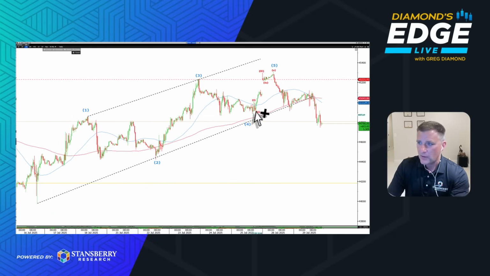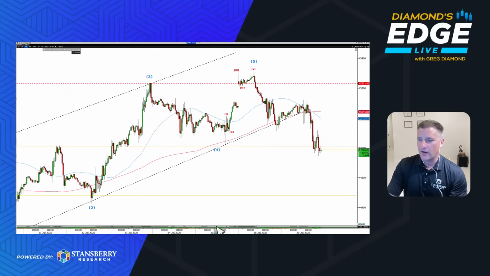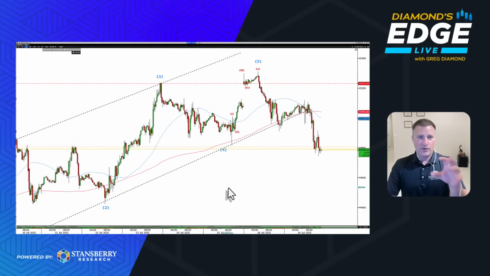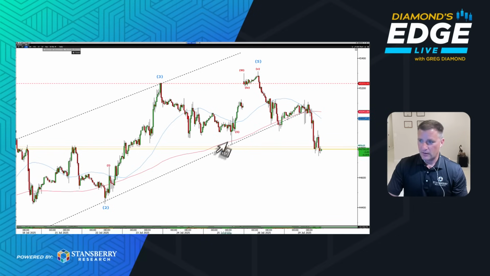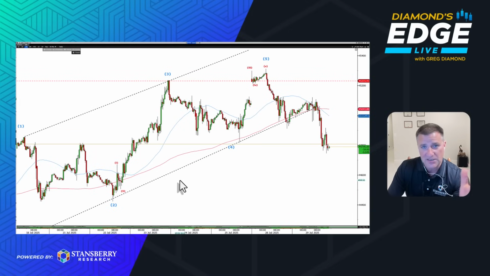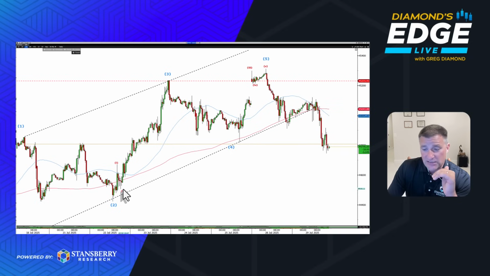Okay, but let's look here again. 1, 2, 3, 4, 5. All right, so if each larger wave contains sub-counts with smaller waves, can we do this with wave 3? Absolutely. Let's do it. Look, 1, big shot up, big move down. Now this is where the rules of understanding Elliott Wave come in. Wave 2 has to stop above the low of wave 1.